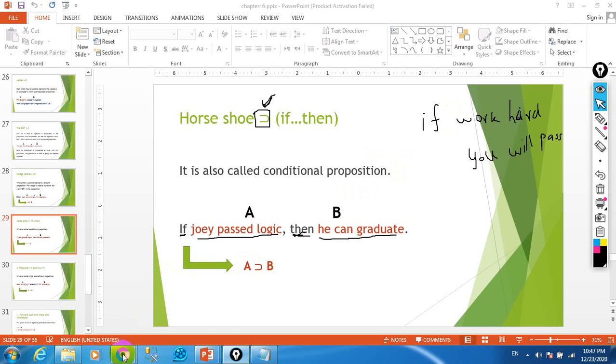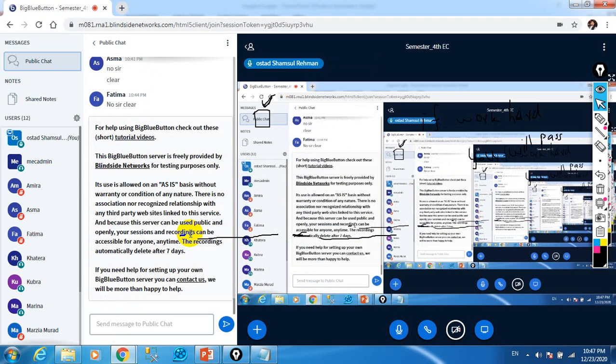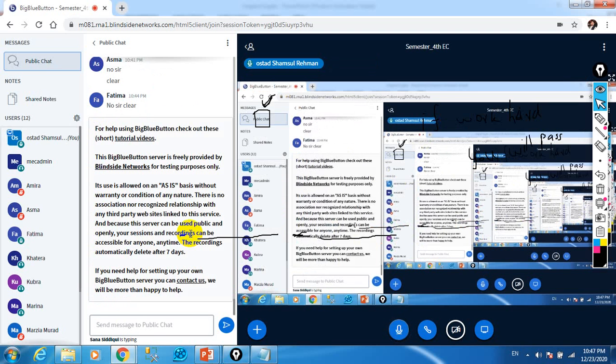Which question is in the case of the horseshoe? I will also solve a question on this.